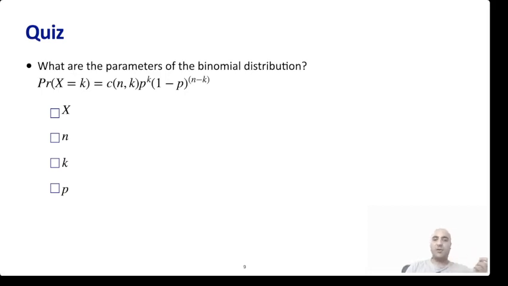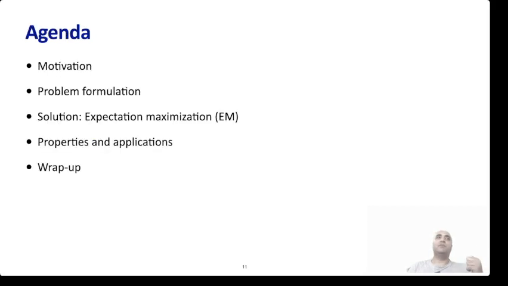X cannot be a parameter because x is a random variable. N is a parameter because it's defined. So it's like you want to run the experiment for 10 times, 20 times. So it is a parameter. P is also a parameter that you should estimate, and k is the outcome. It's something that you want to estimate. So n and p are the parameters of the binomial distribution. If you answered that correctly, it means that you have a clear understanding of the binomial distribution.